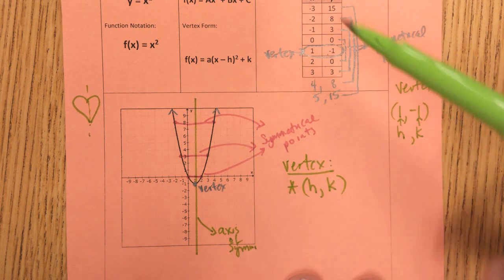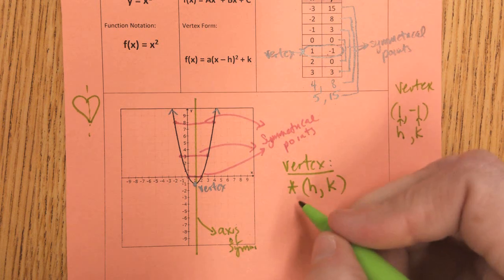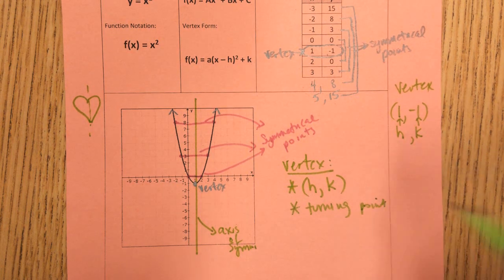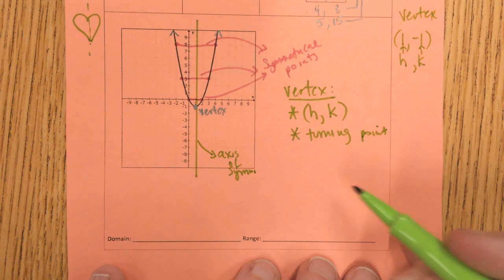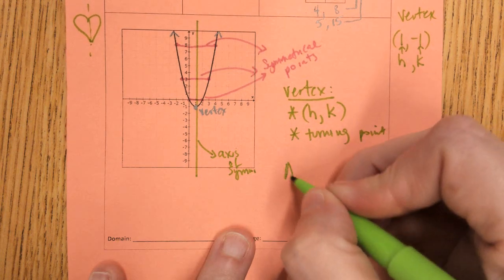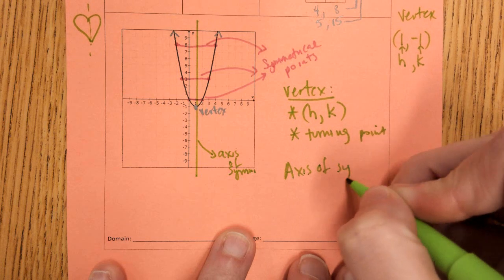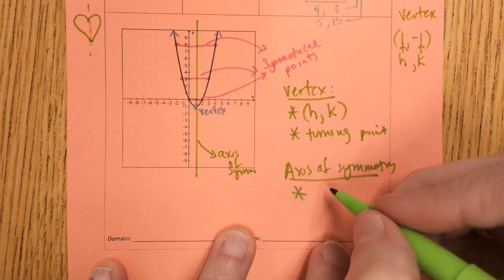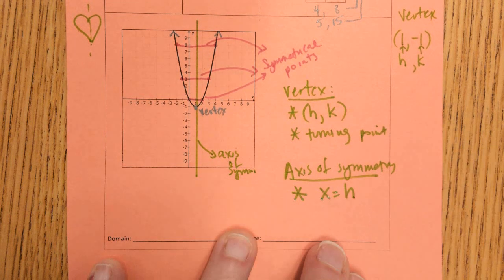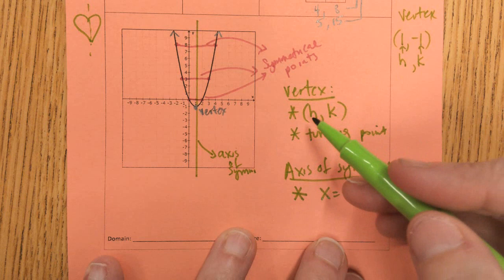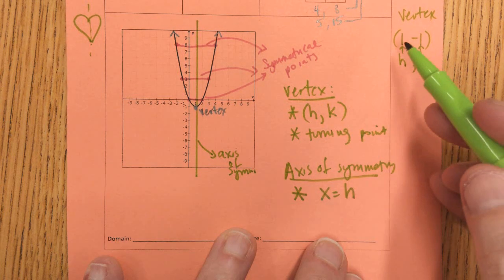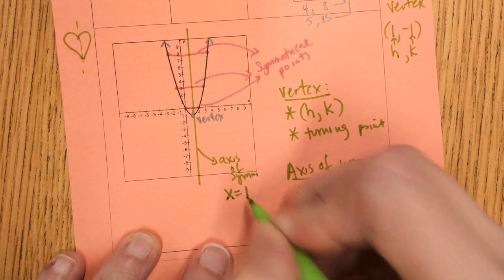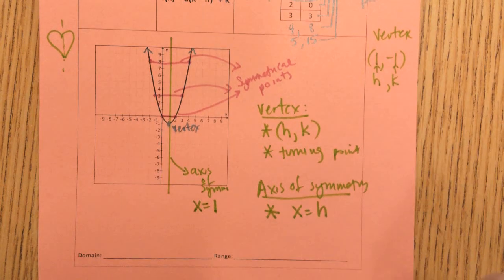Okay? All right, so far we've talked about the vertex, and remember we also call that the turning point. I call it the turning point. It makes it easier for me to think about it. Okay? Now, the other thing we just talked about was the axis of symmetry. Okay, the equation of the axis of symmetry is x equals h. And the h comes out of this part right here. So what is the h value in my vertex? It's 1. So the axis of symmetry here is x equals 1. That is the equation of the axis of symmetry.